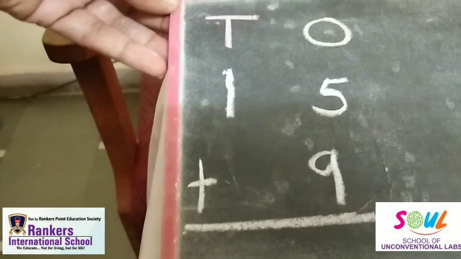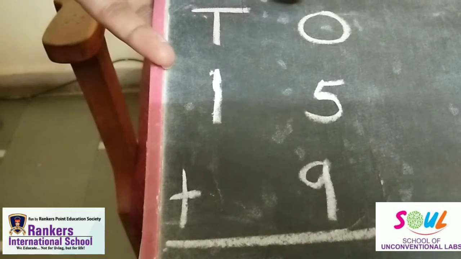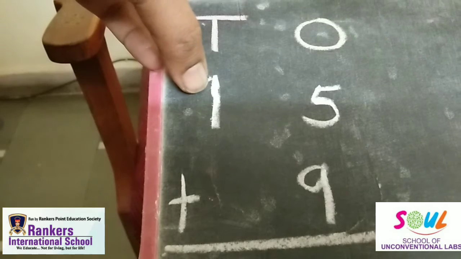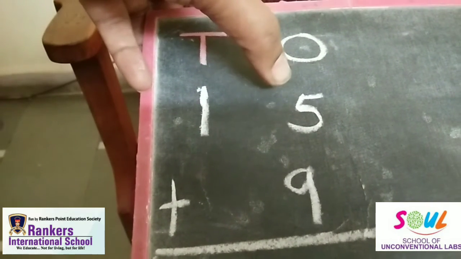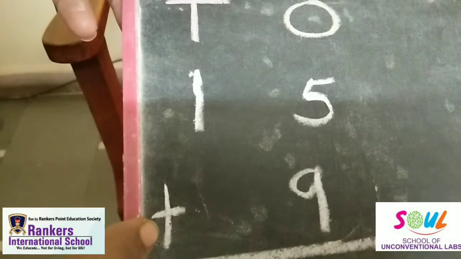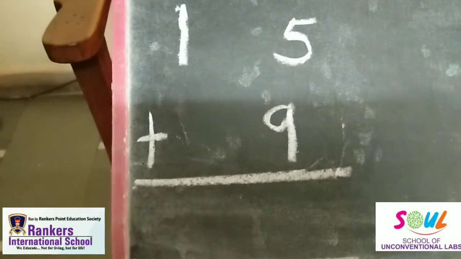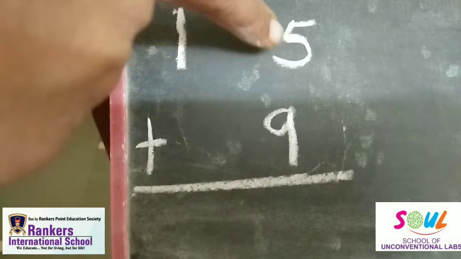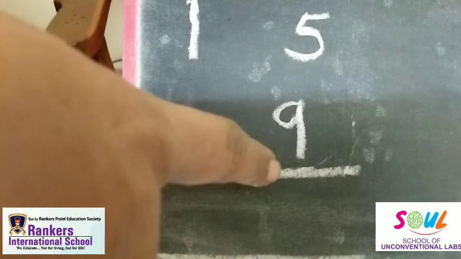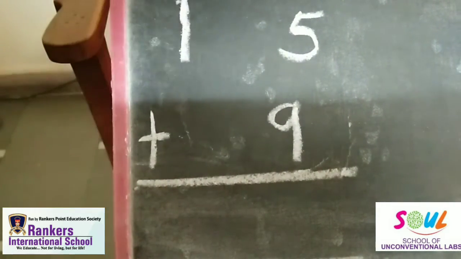Okay children, you can see here that I have written T, that means tens, and O means ones, and I have written the same numbers. 1 ten and 5 ones, that means 15, and here I have written 9 and I have put the sign of plus, addition. Okay, so we have to add these numbers. So first of all we will start with the place of ones. What numbers are there? 5 and 9. 9 is bigger, so we will keep this number in our mind and we will take out 5 fingers.